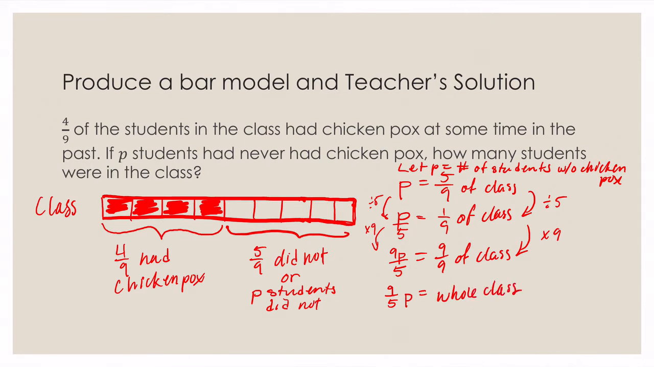Okay, and so that's what we're going to do in our sentence. To answer the question, how many students were there in the class? There were 9/5 P students in the class.